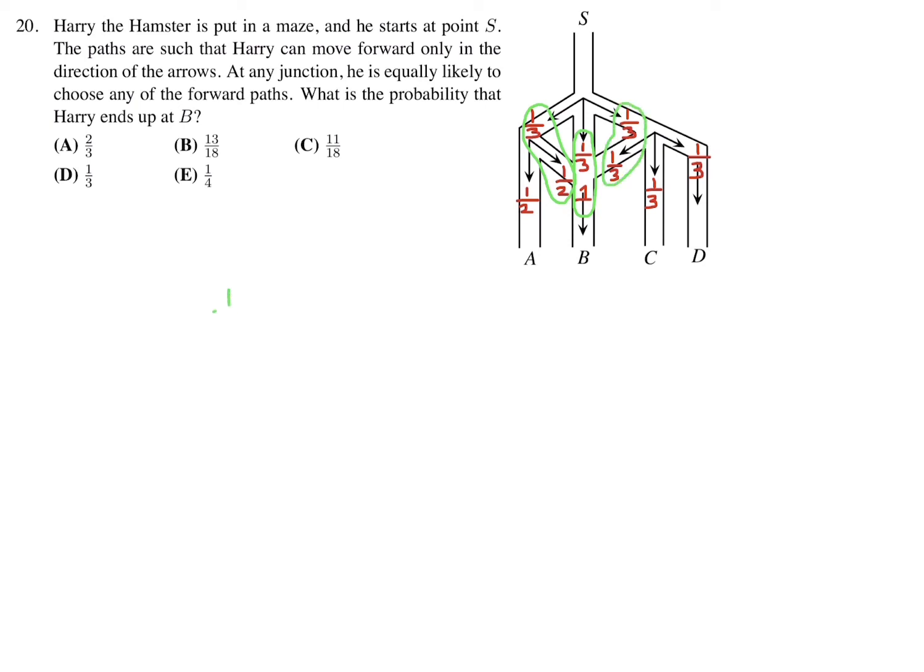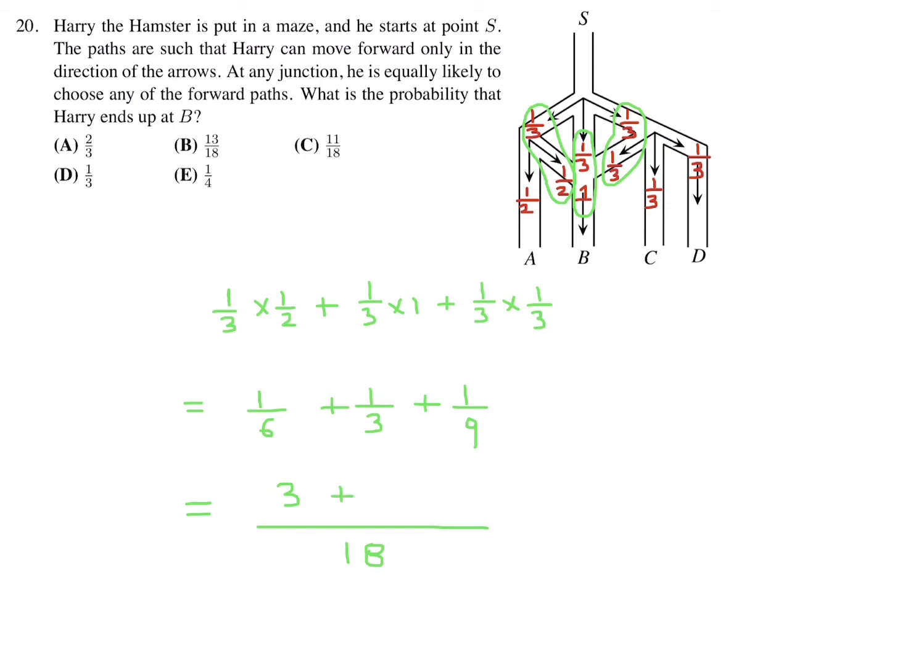Okay, so the first one is 1/3 times 1/2. Add to it the next one, which is 1/3 times 1. And add to it the last one, which is 1/3 times 1/3. So that gives you 1/6 plus 1/3 plus 1/9. Now let's add these. Common denominator is, I believe, 18. And then that would mean 3, 6, and 2. And that gives me 11/18. And therefore, number 20, the answer is C.